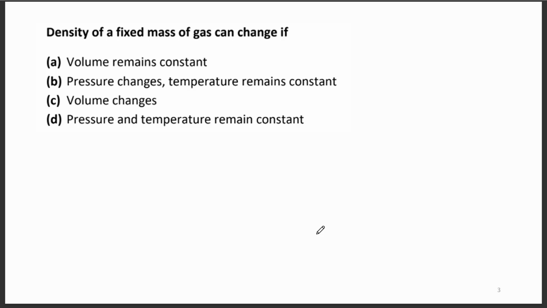Now we will see one problem related to this perfect gas equation. Density of a fixed mass of a gas can change if: option A, volume remains constant; option B, pressure changes, temperature remains constant; option C, volume changes; option D, pressure and temperature remain constant. What will be the answer for this question? There can be multiple options possible here.